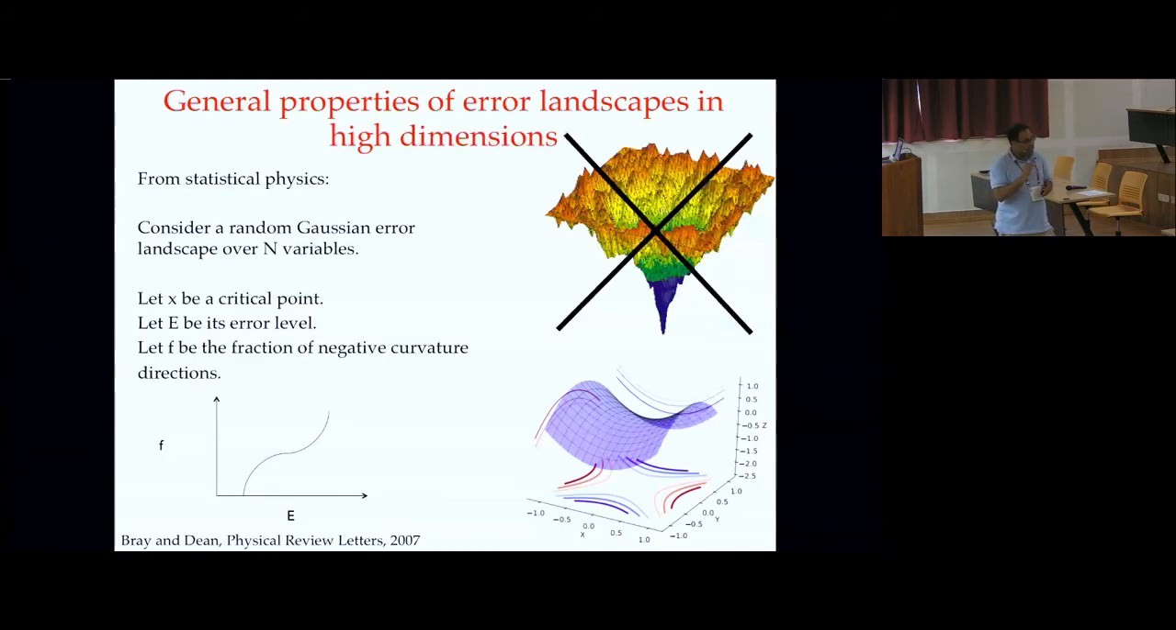This has two major implications. There are no local minima at high error, right? This region, high error and local minimum, is forbidden. Second, if you're a local minimum, your error level is close to that of the global minimum, okay? I.e., if you have a fraction of negative eigenvalues here, your error level better be close to that of the global minimum.